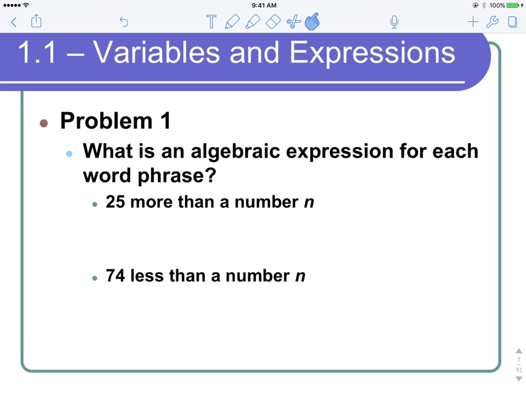What's an algebraic expression for each word phrase? 25 more than a number n. So 25 is our number, n is our variable, and more than tells us that we would want addition. So 25 plus n, or you could also write n plus 25.